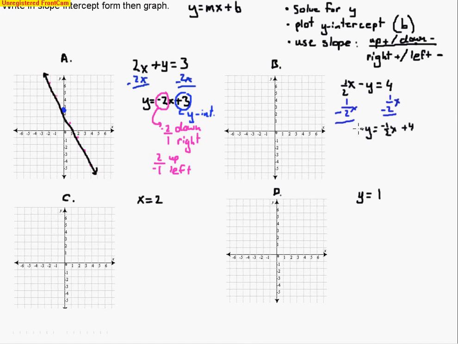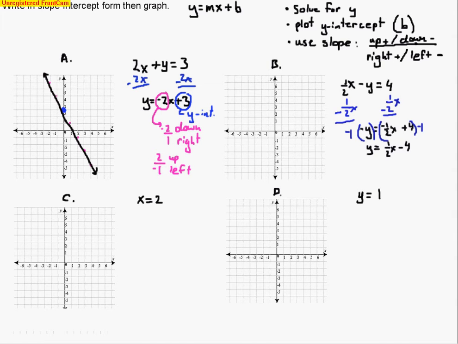So now I still need to get rid of this negative. In order to get rid of a negative, you can just multiply both sides by negative 1. Do the same thing on this side as well, multiply by negative 1. And what that'll do is change all the signs that we have. So it becomes a positive y equals 1/2 x and then minus 4.